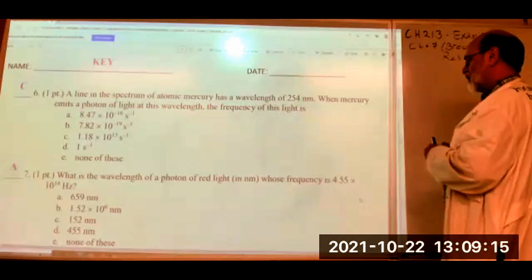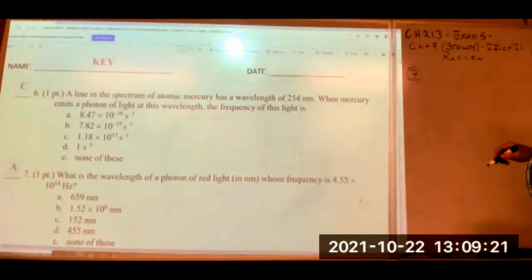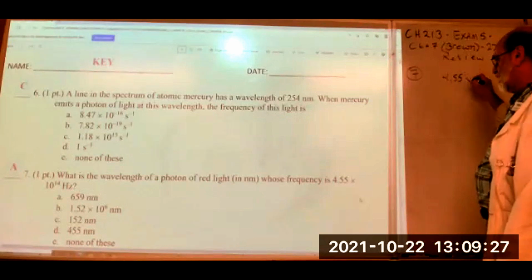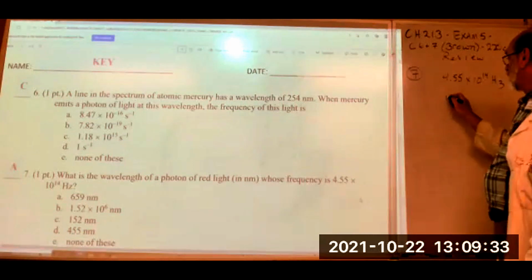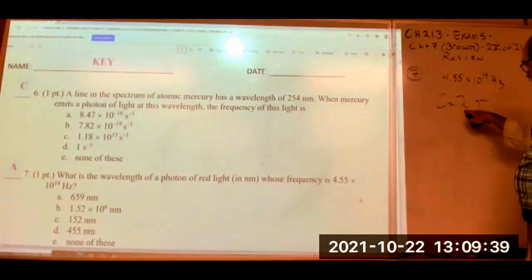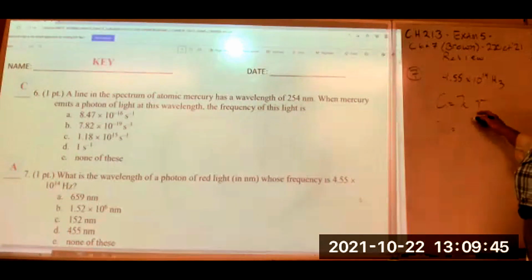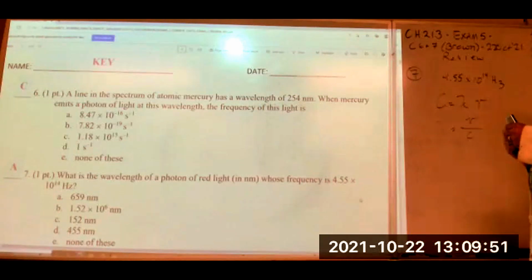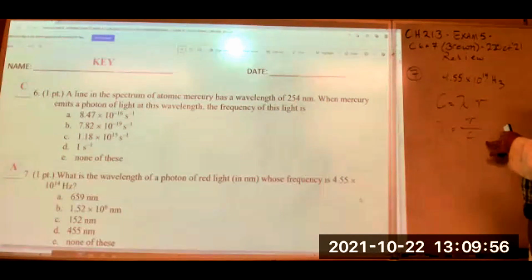What's the wavelength of a photon of red light? 7. The wavelength of a photon of red light, whose frequency is 4.55 times 10 to the 14th hertz. Okay, so we're back to that formula again. We need to know this part. So we take this one is equal to frequency divided by the speed of light. So we want this value divided by 2.9979 times 10 to the 8.